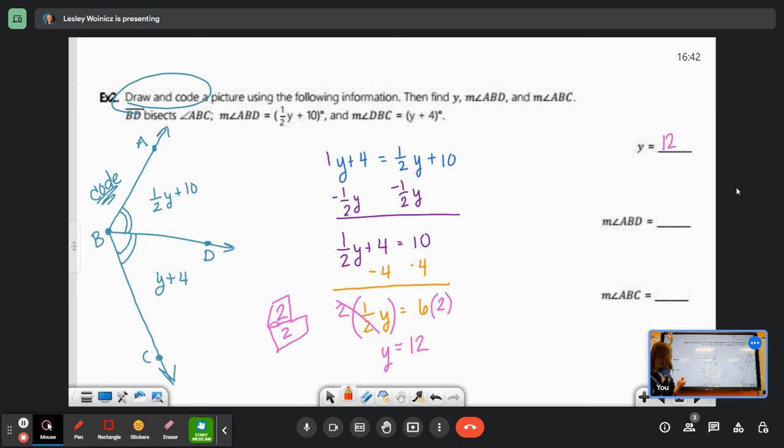So ABD is 1/2 of my y, which is 12, plus 10. Half of 12 is 6, plus 10 is 16 degrees. Whoa, my picture is way wrong. I drew my angles too big. It's fine. Not to scale, people, not to scale. All right, measure of angle ABC should be twice that, because that's the big one. So that should be 32.